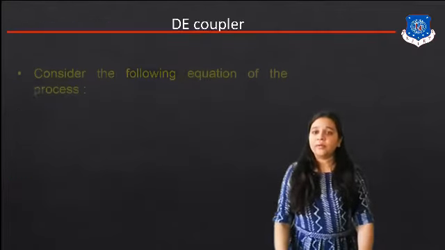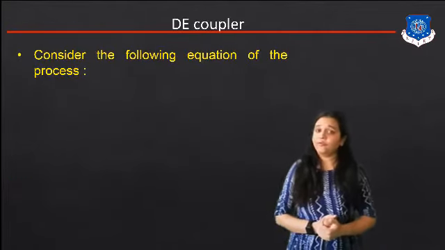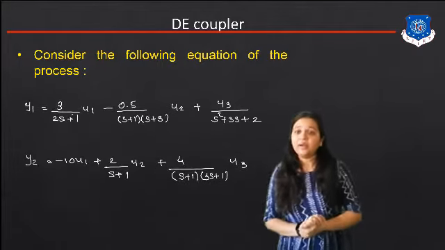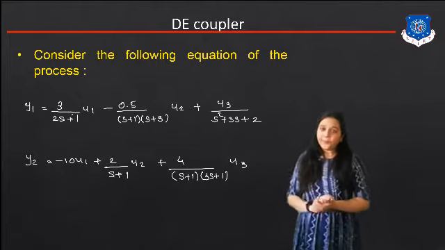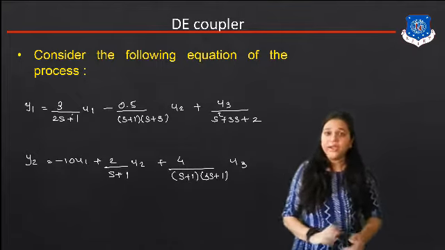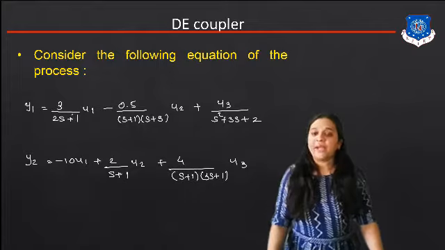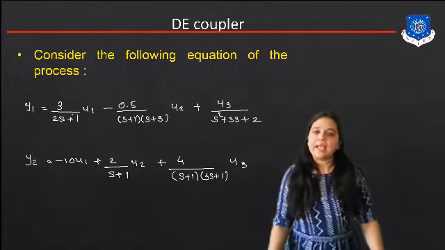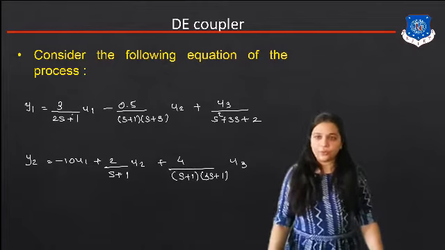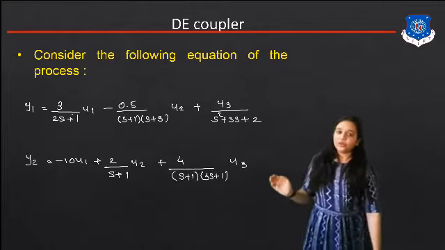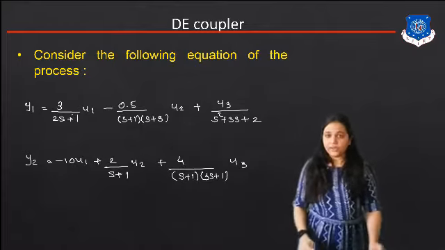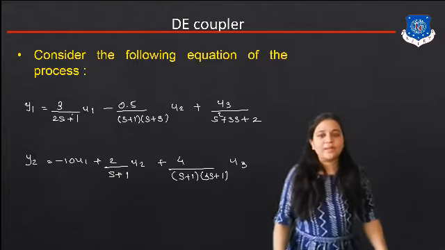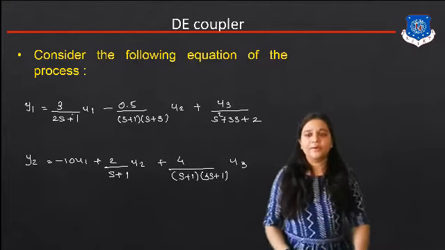Now, in the decoupler, we have considered the following equation of the process. The process equation is y1 equal to 3 upon 2s plus 1 u1 minus 0.5 upon (s plus 1)(s plus 3) u2 plus u3 upon s square plus 3s plus 2. And the second equation is y2 equal to minus 10 u1 plus 2 upon s plus 1 u2 plus 4 upon (s plus 1)(3s plus 1) u3.